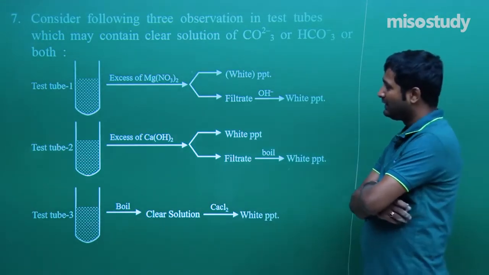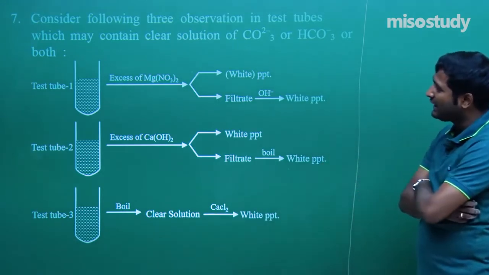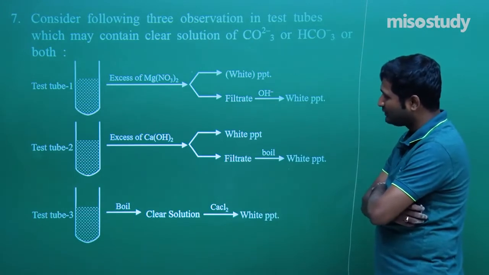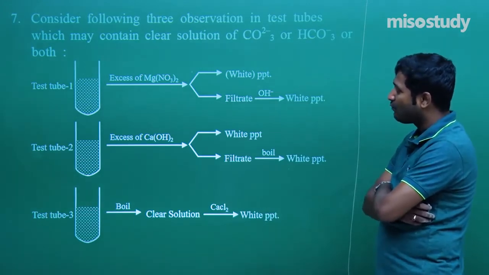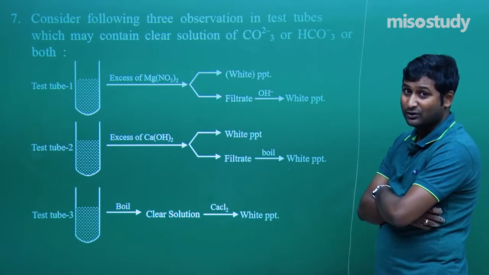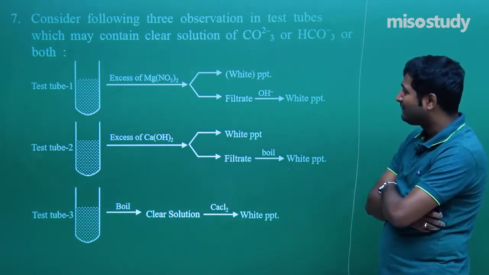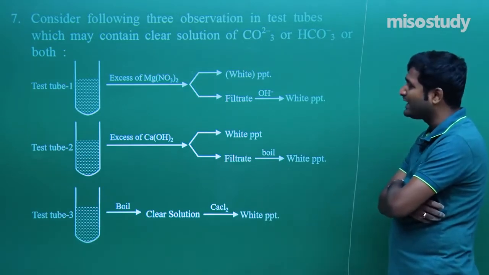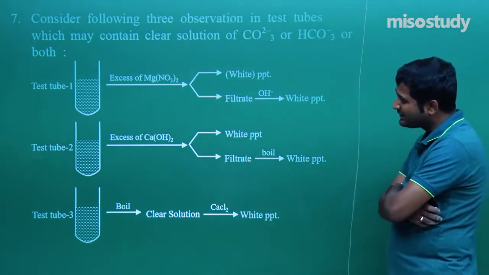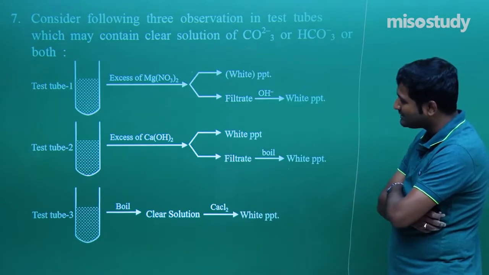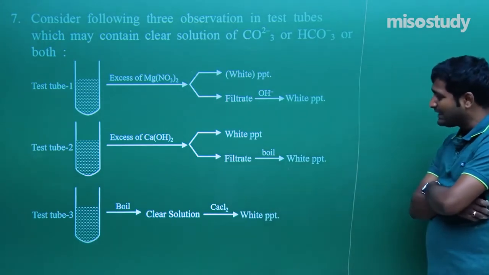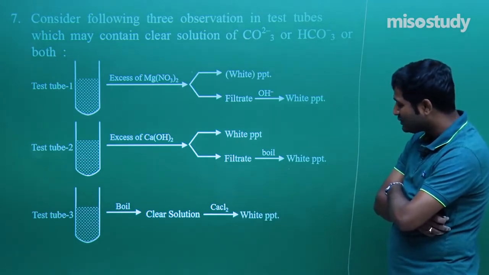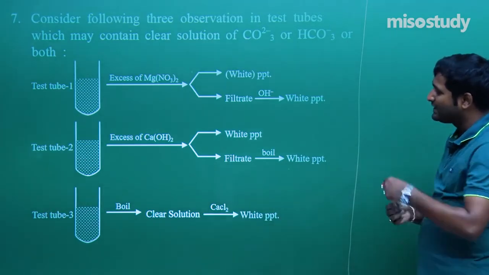Test tube 1, excess of MgNO3. If there is a treatment with MgNO3, there is a formation of white PPT. This is a theory based question, remember this. Then the filtrate, when treated in the presence of base, gives white PPT. Now the next one is excess of Ca(OH)2, white PPT, filtrate, boil, gives white PPT. Now test tube, boil, clear solution, CaCl2 and white PPT.